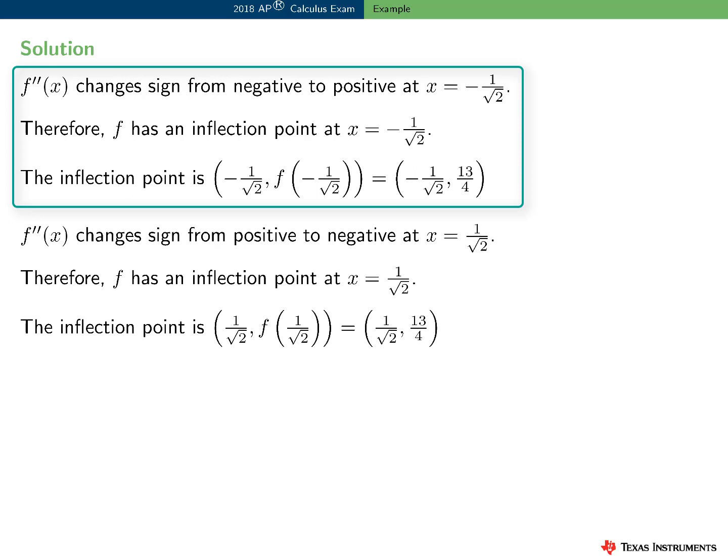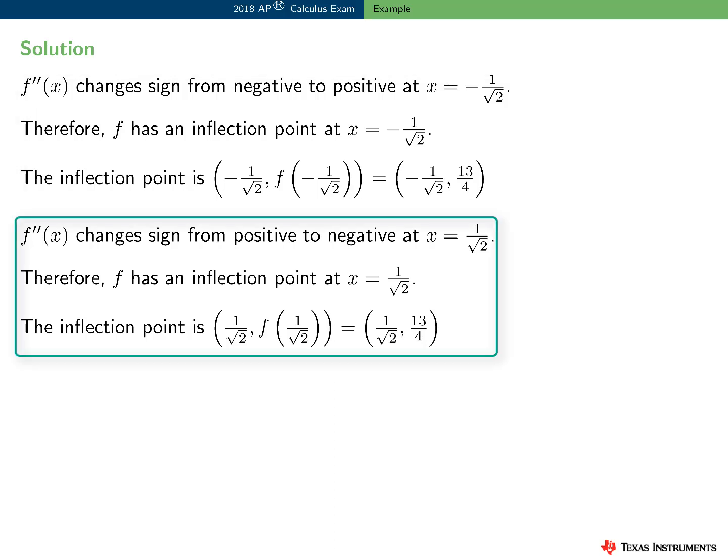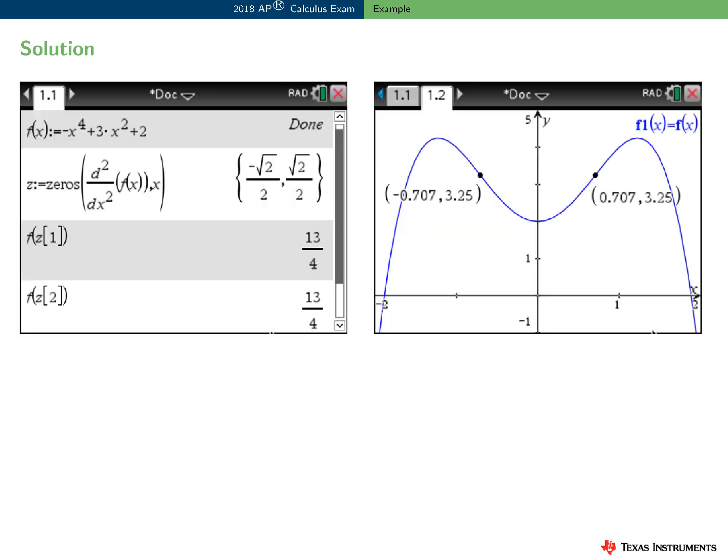f double prime of x changes sign from negative to positive at x equals minus 1 divided by the square root of 2. Therefore, f has an inflection point at that value of x, and here's the inflection point. In addition, f double prime of x changes sign from positive to negative at x equals 1 divided by the square root of 2. So f has another inflection point at that value of x, and here's the inflection point.